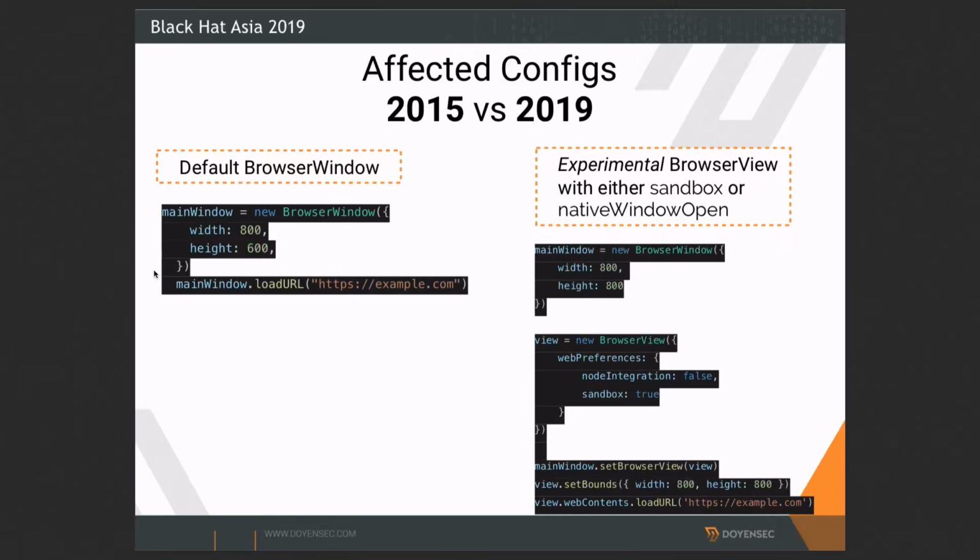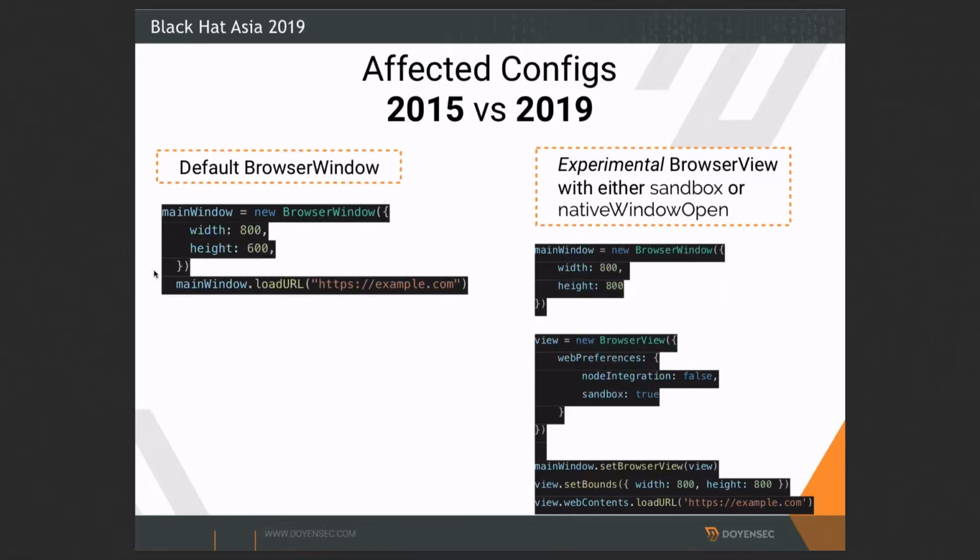So in 2015, the one you see on the left, it was basically the default browser window. That's something that every single app has to use. On the other hand, in 2019, which was the most recent node integration vulnerability, it only affected a new feature, which is browser view, with 2 particular attributes, and both the object and the attributes are experimental at this point, right? So it's clearly setting a difference as for the applicability of certain node integration bypasses.